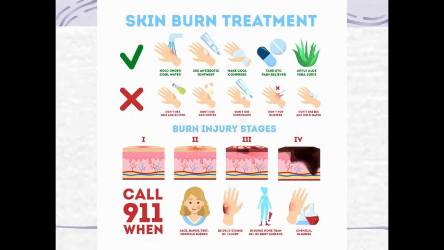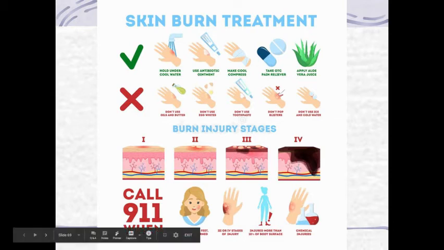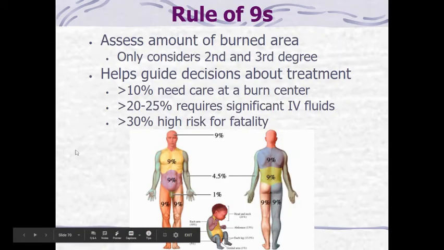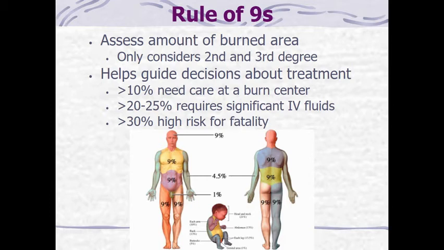So, skin burn treatment. First, second degree burns usually aren't too bad. Third degree burns, you usually want to make sure that you're getting some sort of care for those. With burns, there's something called the rule of nines. And this is really for medical professionals to assess the amount of burned area. And you only use these with second and third degree burns. It helps guide decisions about treatment because not only is it the severity of the burn, but the amount of skin surface that's been damaged.